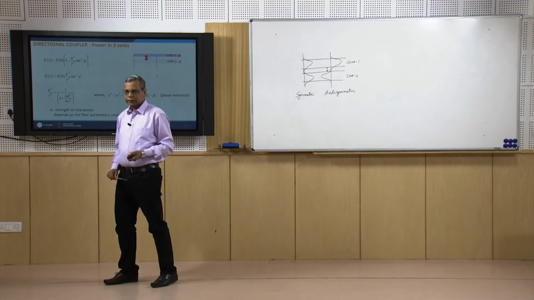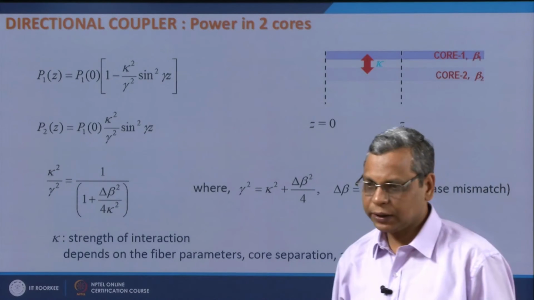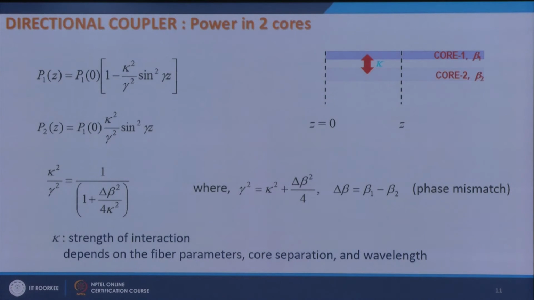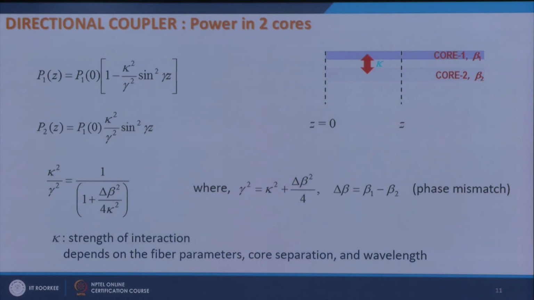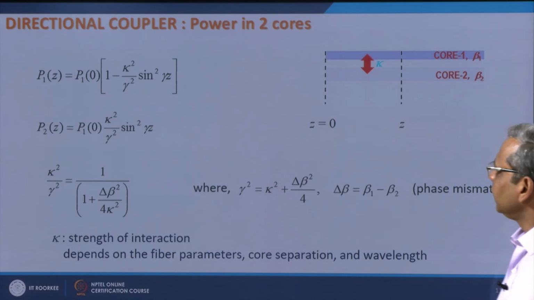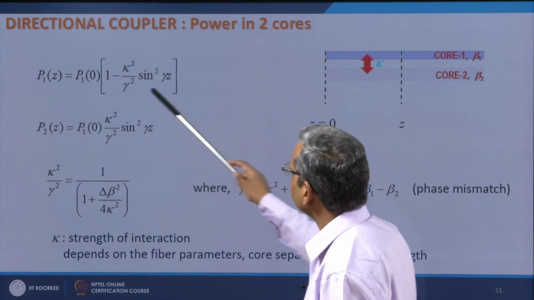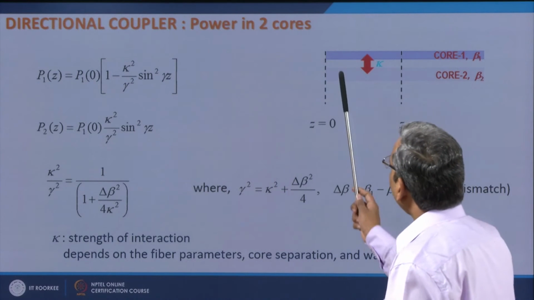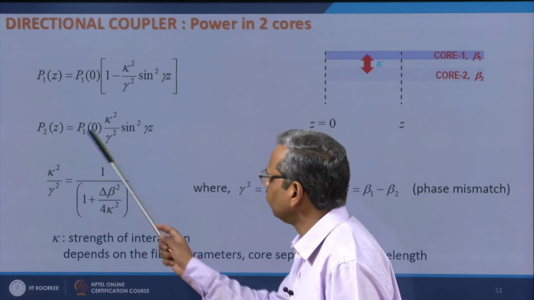So, how does the power evolve? I can write down the power as a function of z, where z is the length of propagation. For a generalized case, I have two cores brought together, separated by a low index medium which is cladding, and I take a generalized case where these two cores are not identical. So, core 1 supports a mode which has propagation constant beta 1 and core 2 supports a mode which has propagation constant beta 2. Then at z equal to 0, if I have the entire power in core 1, that is P1(0), then as the light propagates along the structure, the power in core 1 varies according to this and the power in core 2 varies according to this.